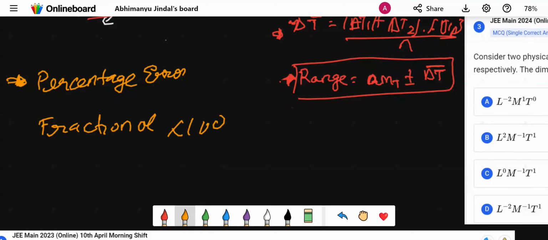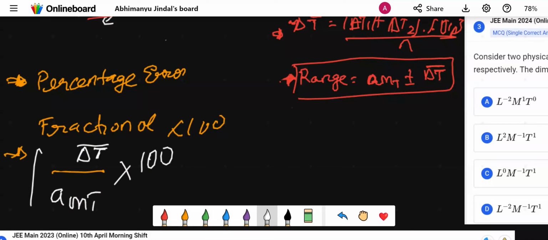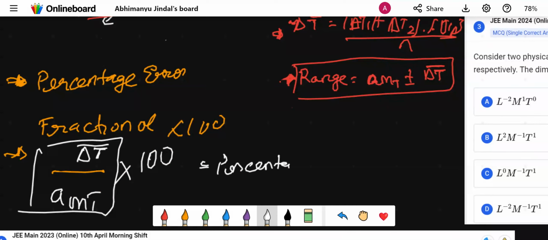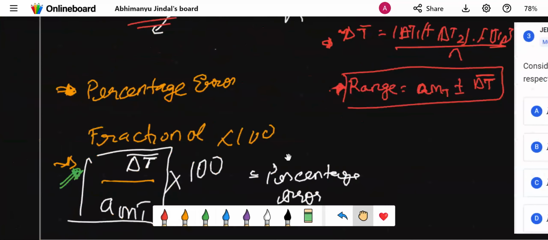Now let's look at fractional error. Fractional error is your delta T, the smaller one, which is the mean error, the error that is possible, divided by AMT. Into 100, this is my percentage error. A lot of times in questions they ask you to find percentage error. We'll even look at application questions right here, but keep this in mind.